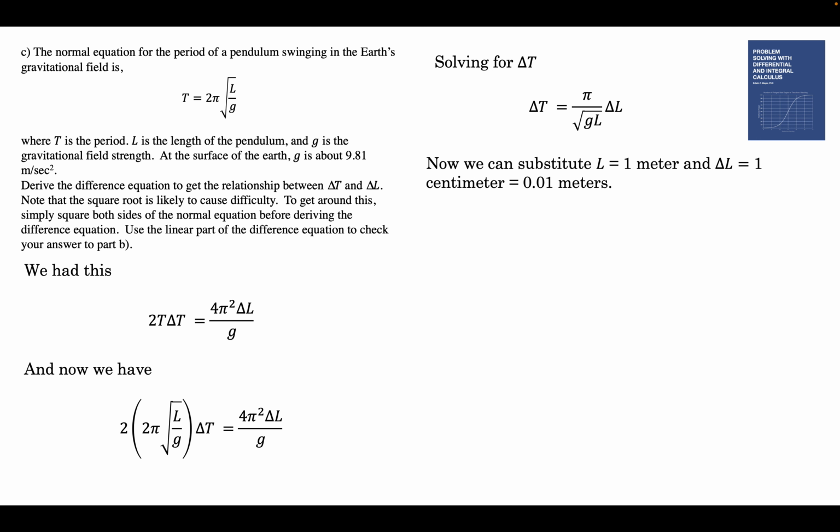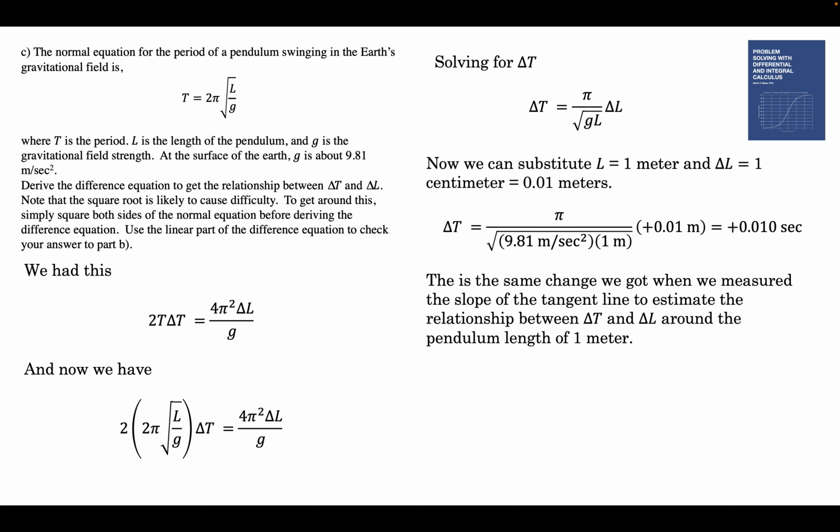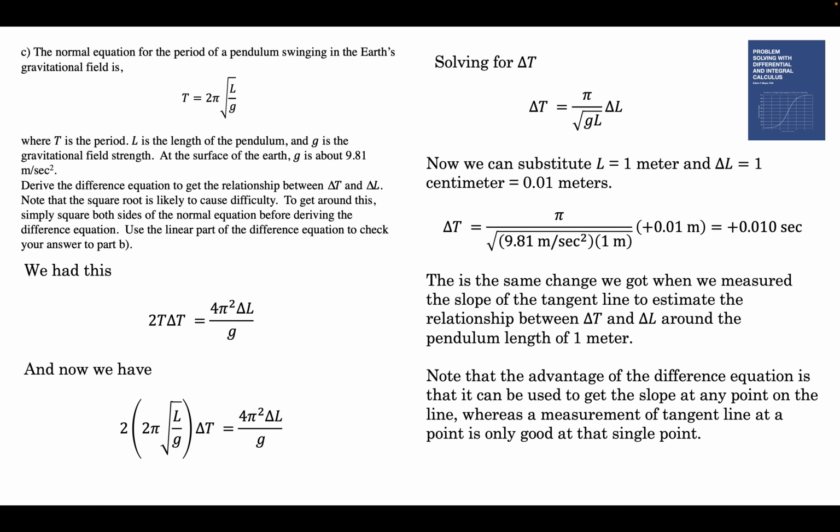Now we can substitute 1 meter for L. L's right here, and delta L of 1 centimeter. And we should get very close to 0.01. And we do. 0.01. I plugged in for g, acceleration due to gravity, 9.81 meters per second squared. This was also an estimate because we threw out the nonlinear terms. It's not exact, but we're not going that far.